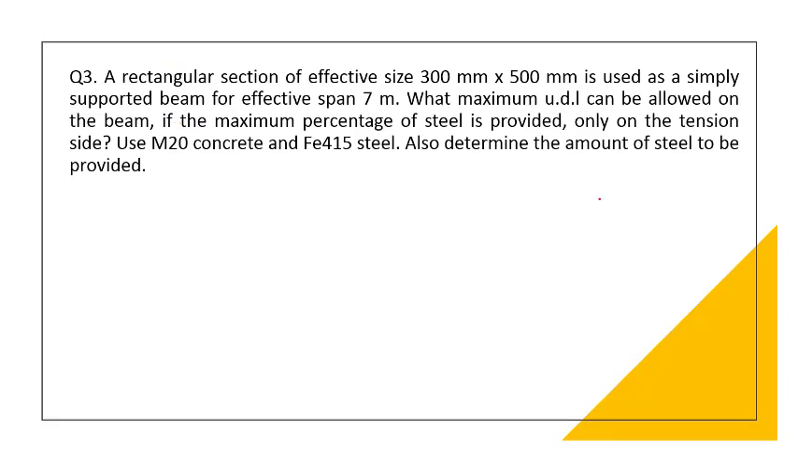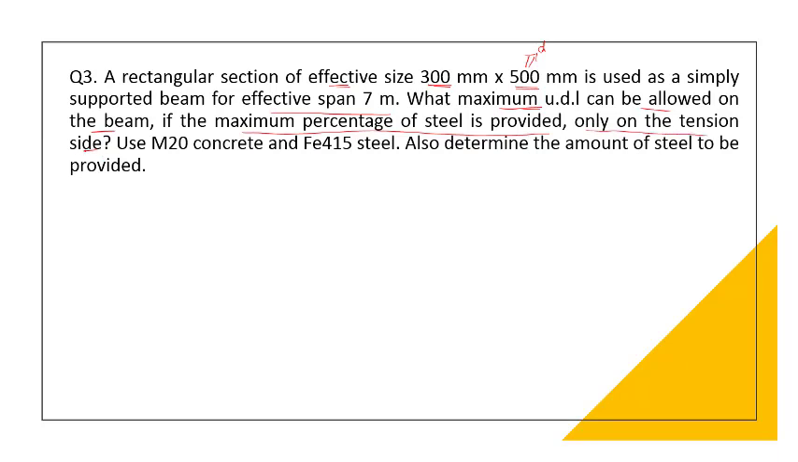Let us now solve a last question on analysis. Here we have a rectangular section of effective size 300 mm into 500 mm. Now when it's written effective, it means this 500 is the effective depth. So we have a rectangular section of effective size 300 mm into 500 mm, which is used as a simply supported beam for an effective span of 7 meter. It's asked what maximum UDL can be allowed on the beam if maximum percentage of steel is provided only on the tension side. What do you mean by this statement?